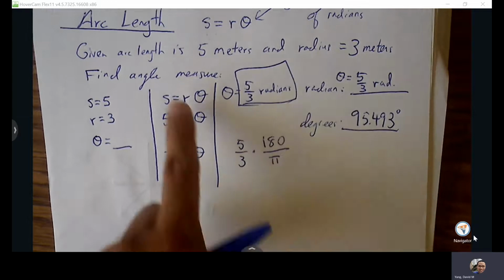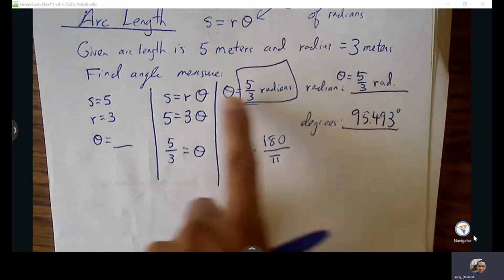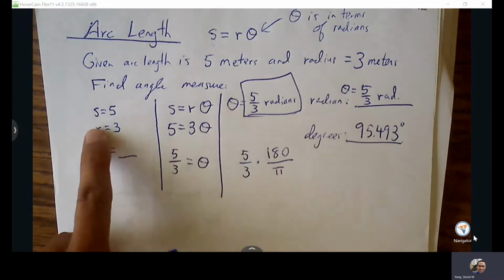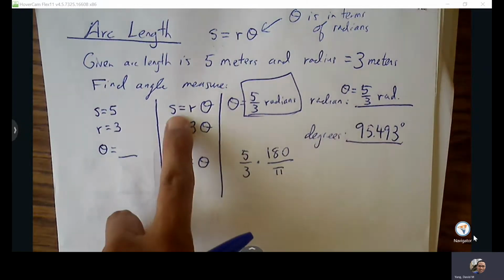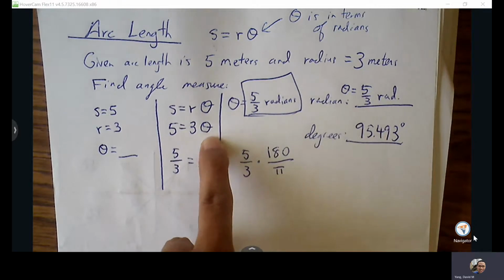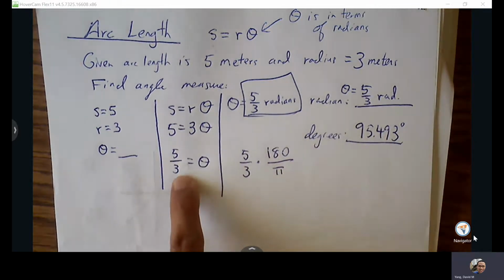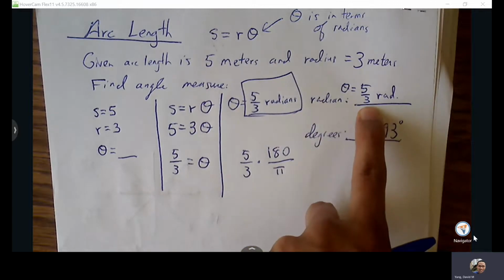So let me show you here. Let's say the arc length is given as 5 meters. The radius is 3 meters. Find the angle measure theta. All right, so S is 5, R is 3. We're looking for theta. We'll plug in, replace S with 5, replace R with 3. Theta is 5/3. That's it. That's radians. That is your radian measure.